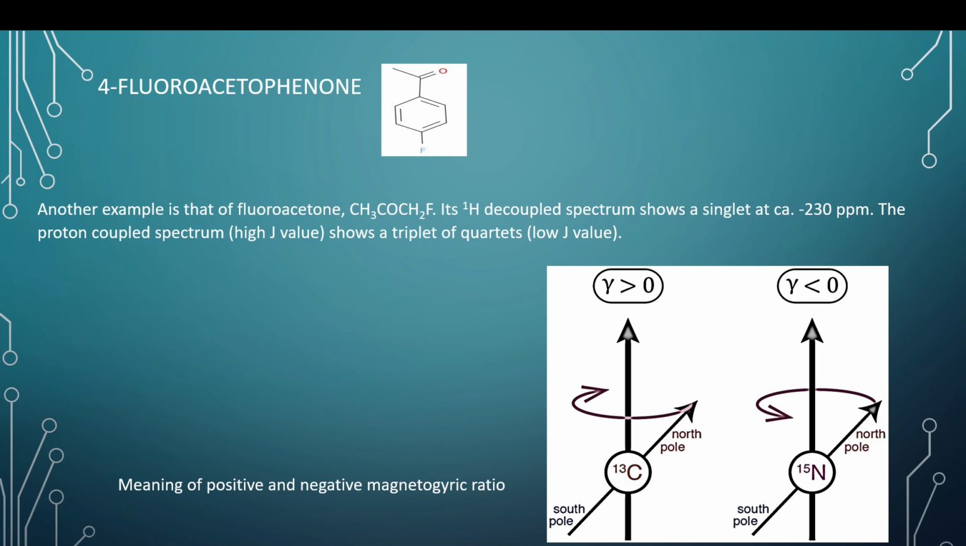One more point I would like to discuss. In some cases, the gyromagnetic ratio is given negative sign. In some cases, it is given positive sign. So these are presented here pictorially. By positive sign, we mean clockwise spinning, clockwise precession. By negative sign, we mean anti-clockwise precession of the nuclear magnetic moment along the z-axis of the magnetic field.